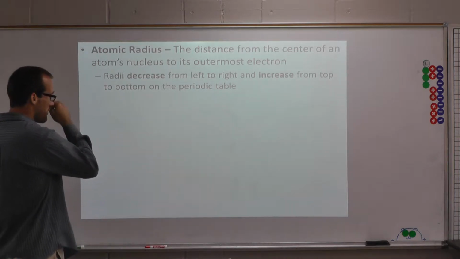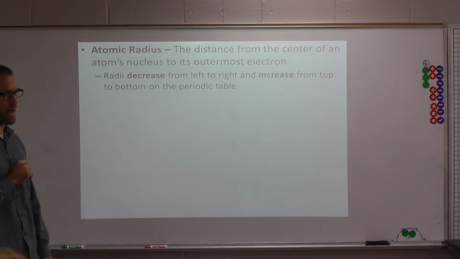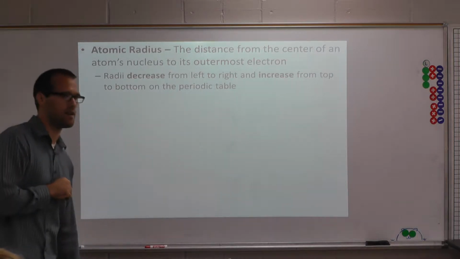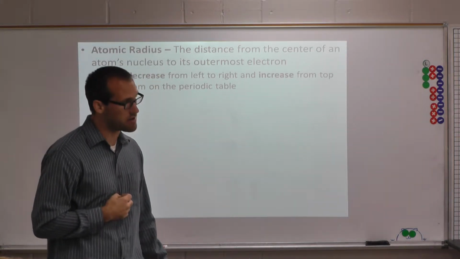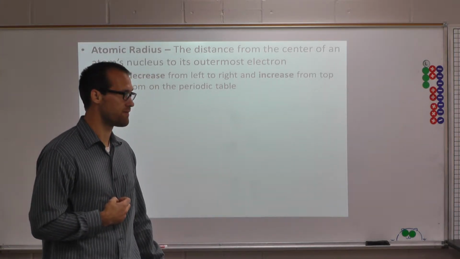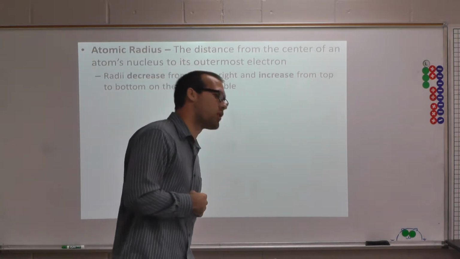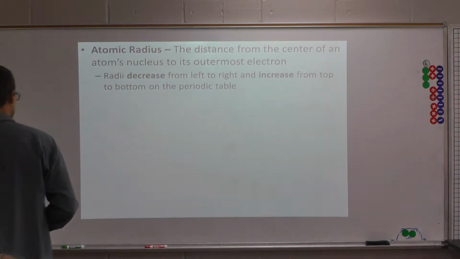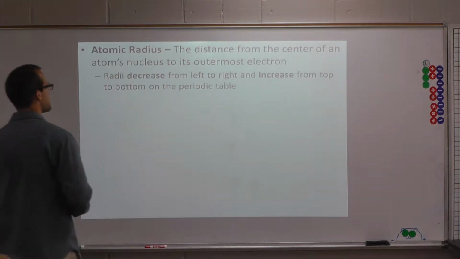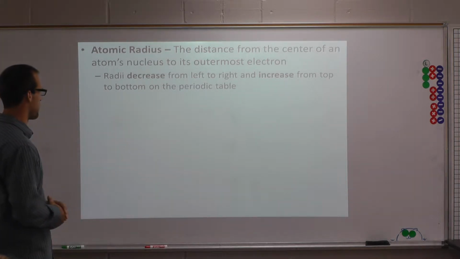Okay? Now, there is a why behind all this stuff. Can you get by with just regurgitately memorizing the trends? Yes, you probably can on some questions. Okay? But it's far more beneficial to know the why. Alright? So it says that the atomic radius is the distance from the center of the atom's nucleus to its outermost electron or its valence electrons.